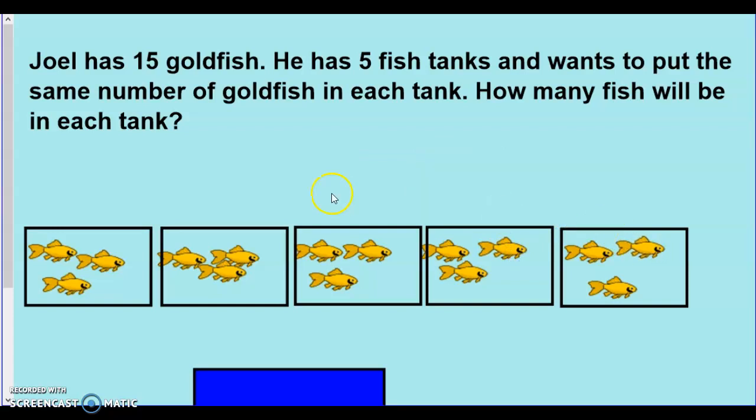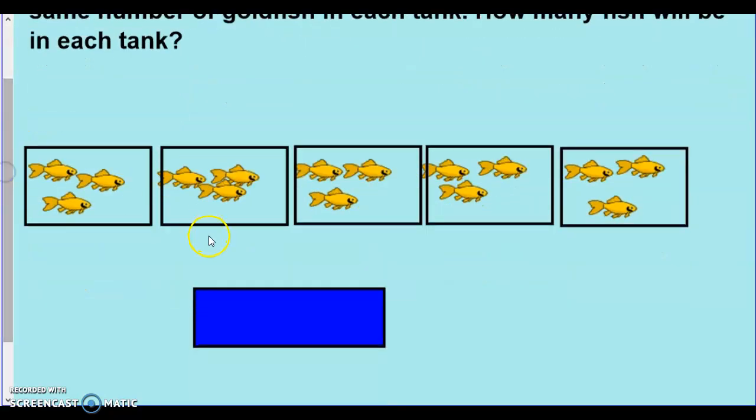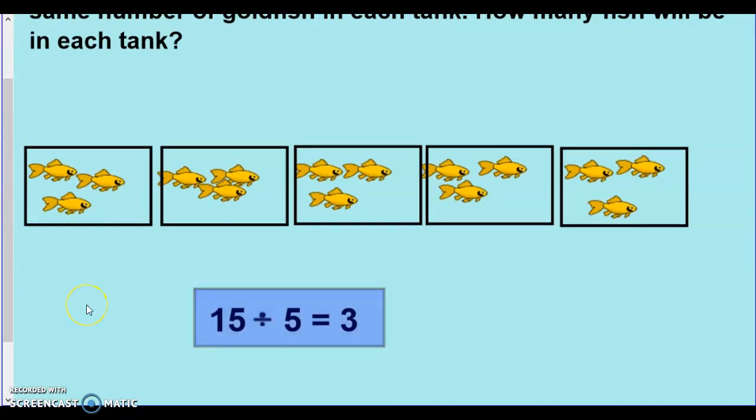So we had 15 goldfish. We put them in 5 tanks. How many go in each tank? You know, you got it. 3. There are 3 fish in each tank. So my division equation would be 15 divided by 5 equals 3. We took 15, divided it into 5 groups, found out we had 3 in each group.